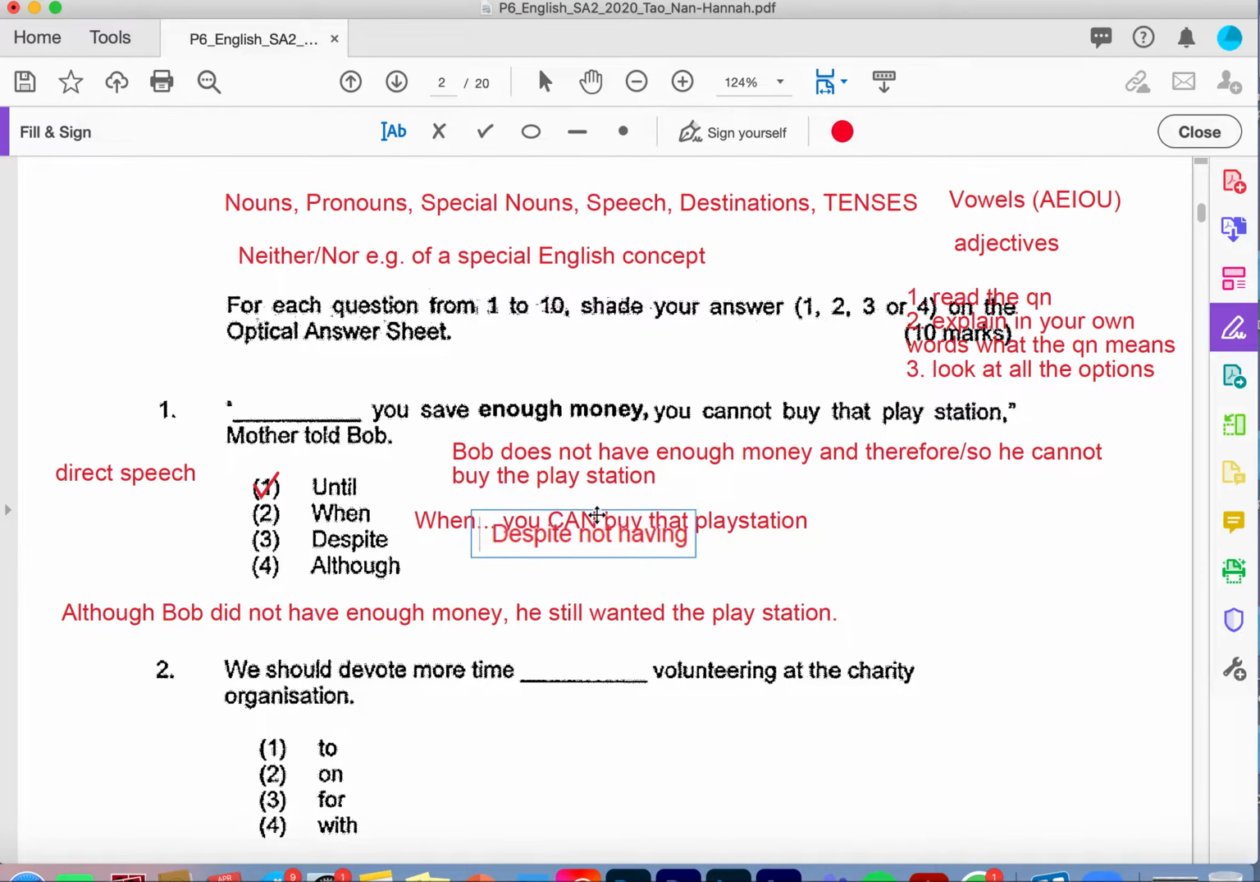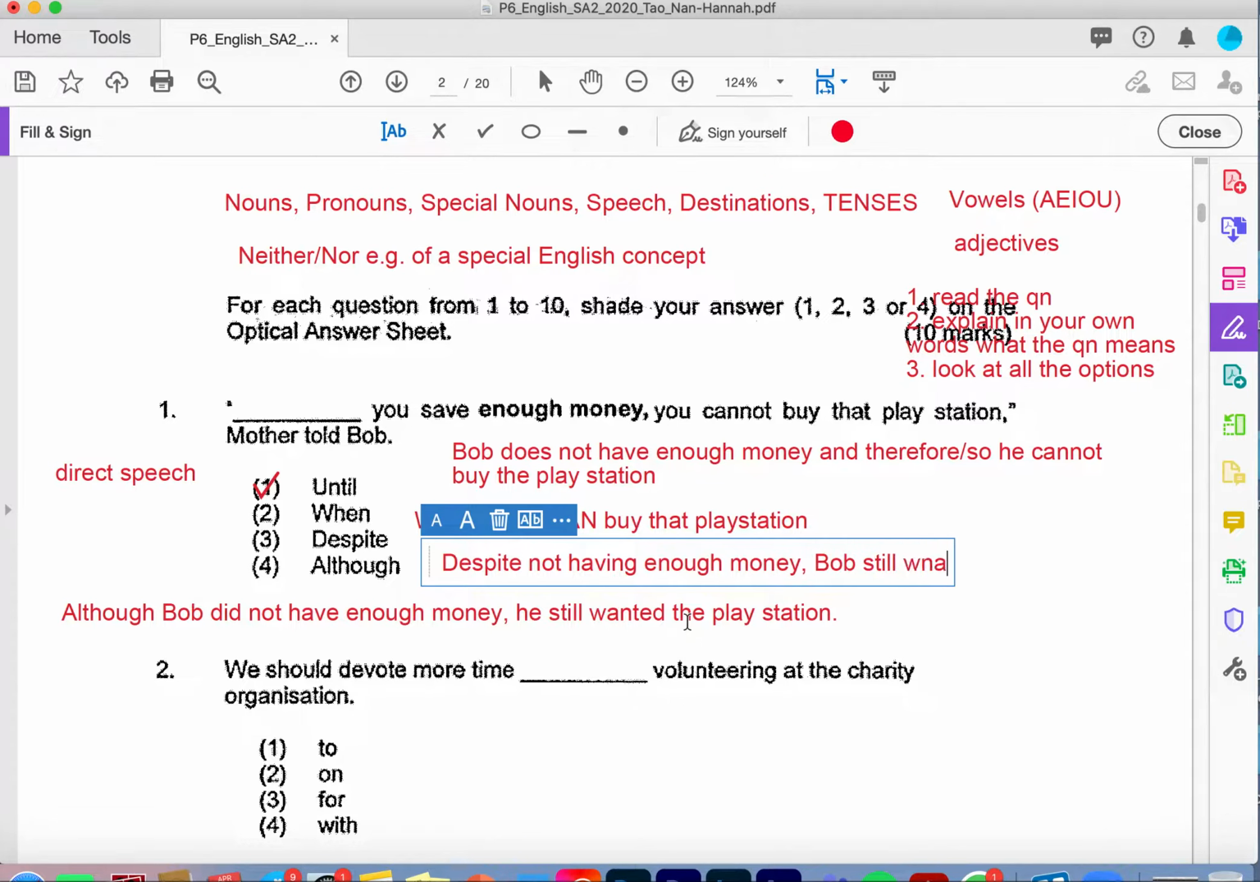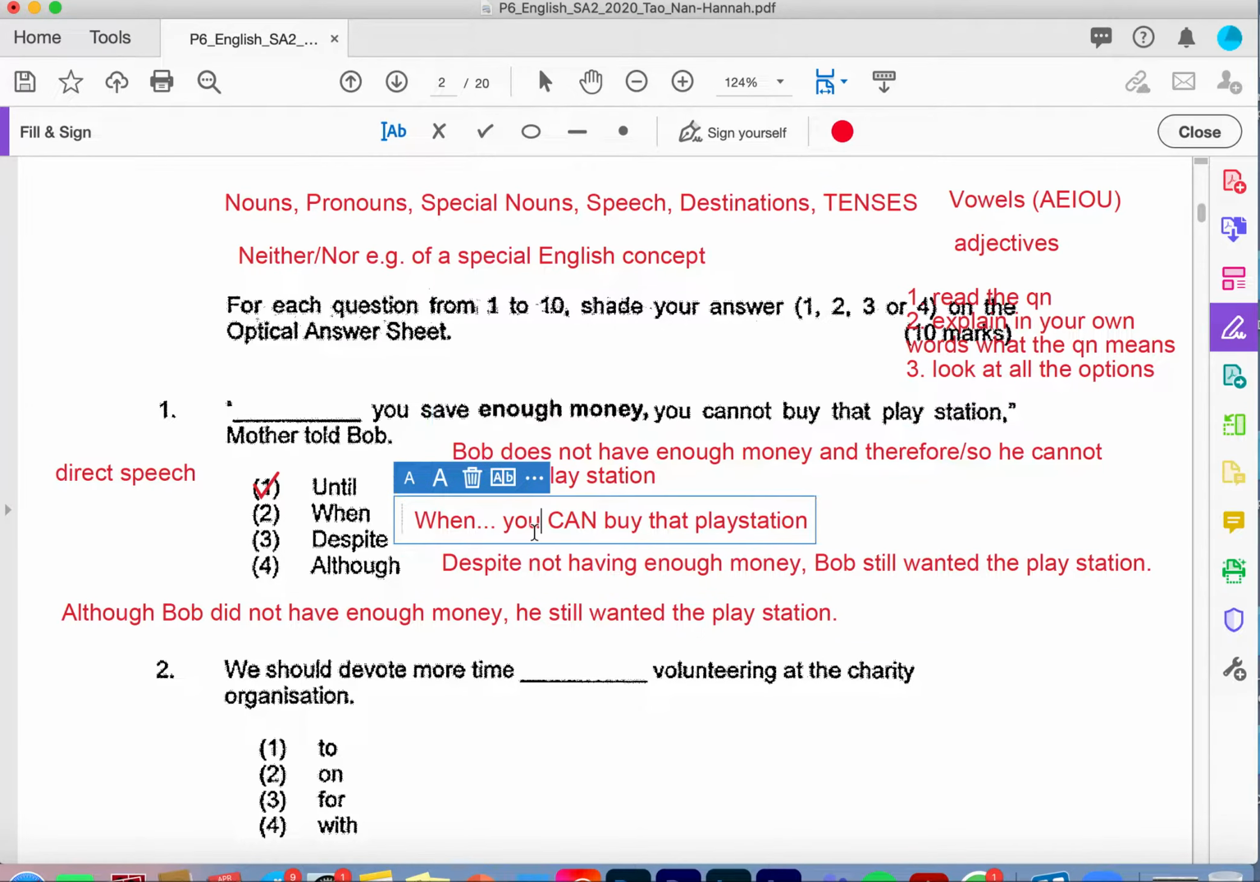So it could be something like this. Despite not having enough money, Bob still wanted the PlayStation. And here, mother could say something like, when you save enough money, you can buy that PlayStation, or you may buy that PlayStation. Because "until" is the only word that fits in this sentence: until you save enough money, you cannot buy that PlayStation. So that's why the answer is until.